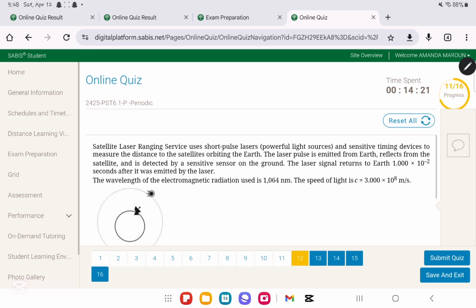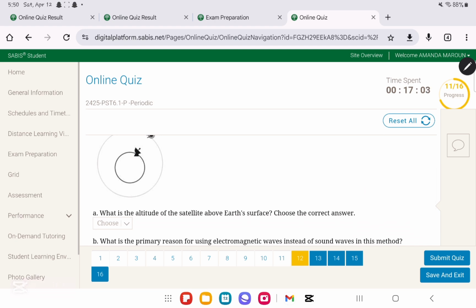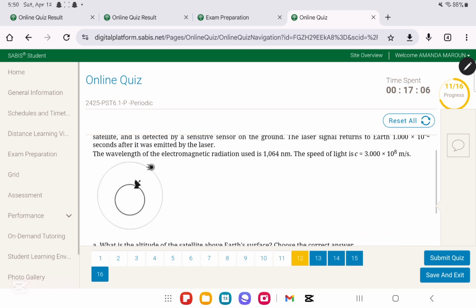And we move on to question number 12. They told us satellite laser ranging uses short pulse lasers, powerful light sources, and sensitive timing devices to measure the distance to the satellites orbiting the Earth. The laser pulse is emitted from Earth, reflects from the satellite, and is detected by a sensitive sensor on the ground. The laser signal returns to Earth 1 times 10 to the power of minus 2 seconds after it was emitted by the laser. The wavelength of the electromagnetic radiation used is given. The speed of light is 3 times 10 to the power of 8 meters per second. They want us to find the altitude of the satellite above Earth's surface.